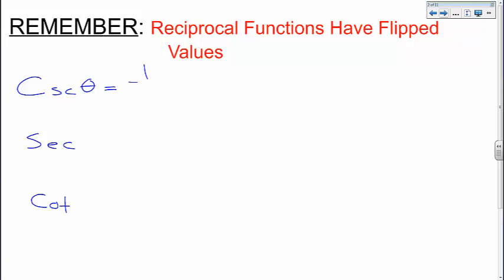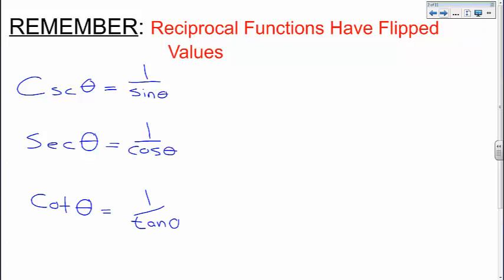In other words, the cosecant of theta is equal to the reciprocal value of sine of theta. The secant of theta is equal to the reciprocal value of cosine of theta. And the cotangent of theta is equal to the reciprocal value of the tangent of theta.